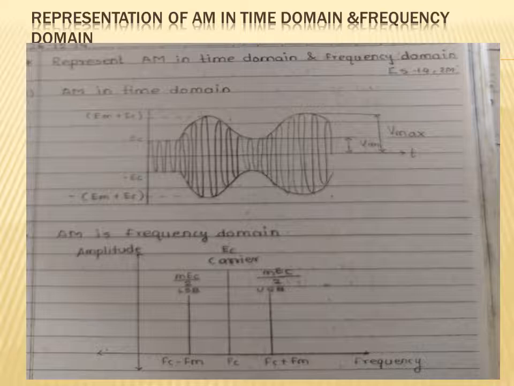Today we have seen phase modulation. In phase modulation, the phase of the carrier signal varies or changes according to the modulating signal. Next we have seen the mathematical representation of the amplitude modulated wave. Next we have seen AM in the time domain and AM in the frequency domain.